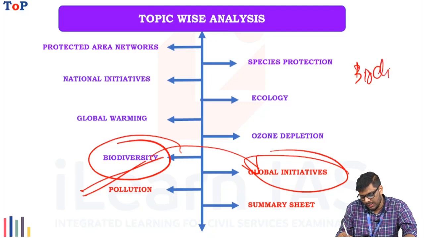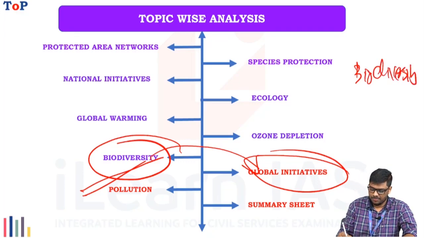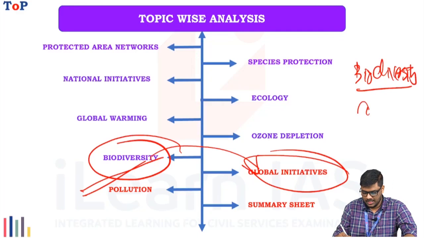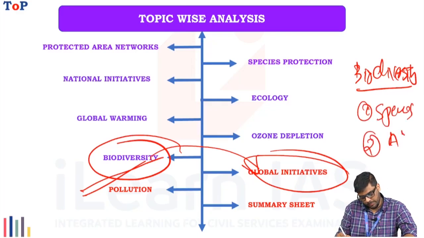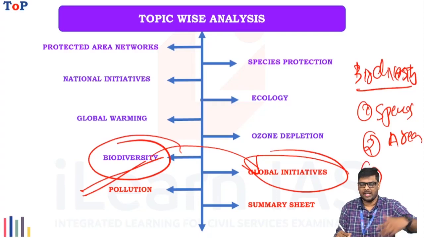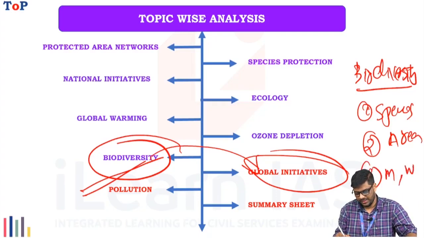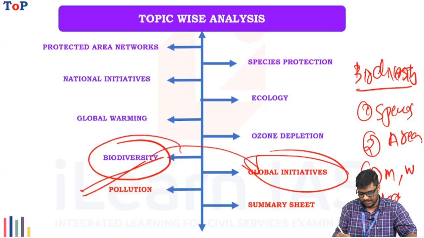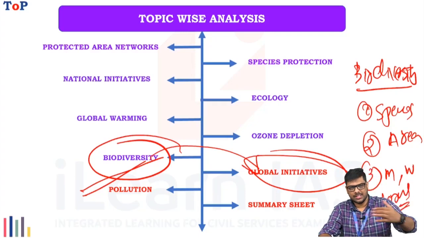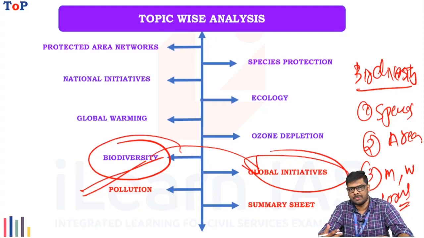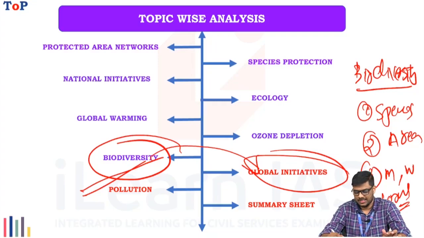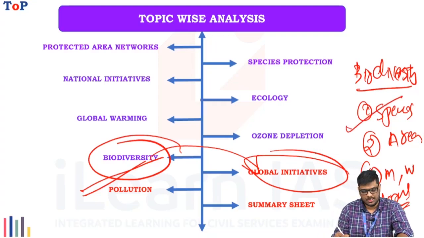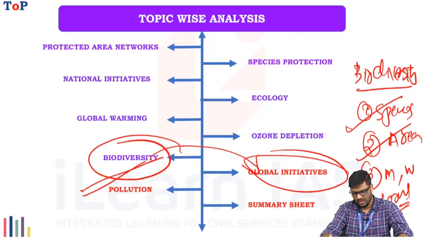Normally biodiversity includes all the topics, right? It's a very broad thing, biodiversity. It includes species to be protected, it includes areas to be protected, it includes many other components like mangroves, wetlands, coral reefs, etc. But in this section, since we have already covered species protection and protected area network, we will be covering the general aspects of biodiversity.